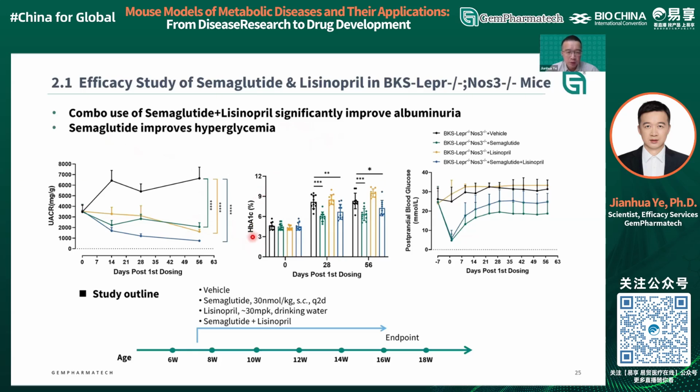And for the HbA1c, the single use of semaglutide has very good result, but the lisinopril does not have this effect. And for the glucose, it's the same. The semaglutide, the green one, shows very good effect, but the yellow line, the lisinopril, does not have this effect. So we conclude that the semaglutide can improve the hyperglycemia in this db/db plus NOS3 knockout mice.